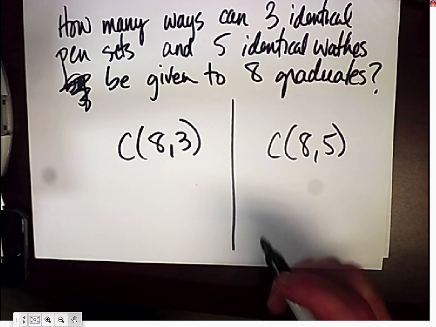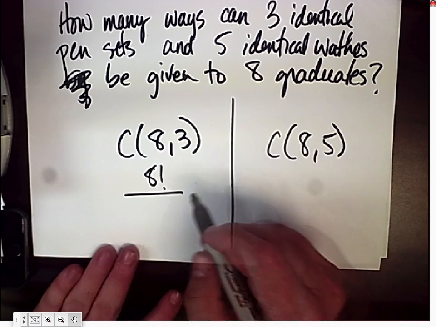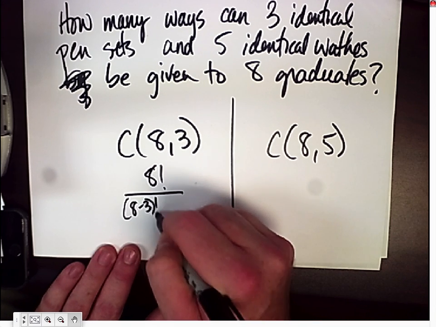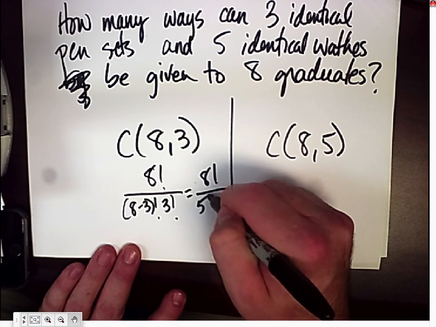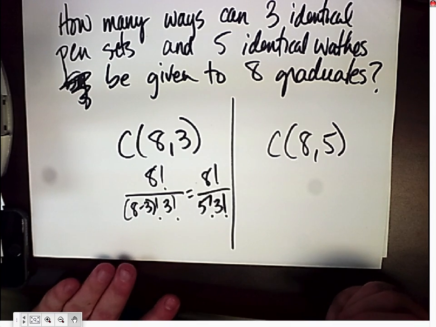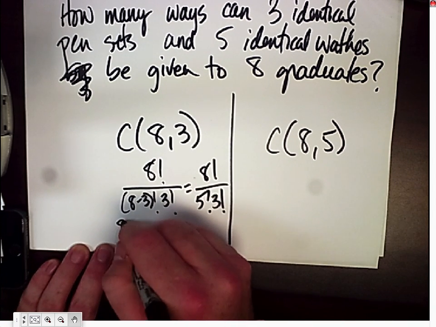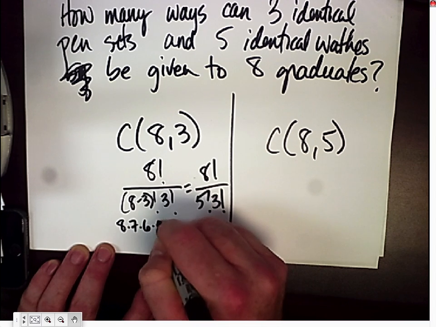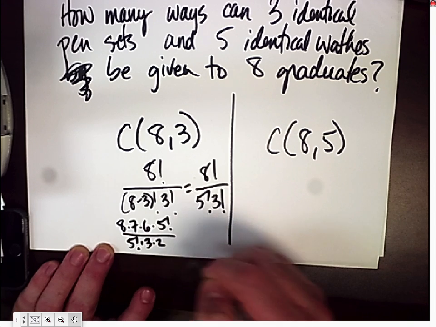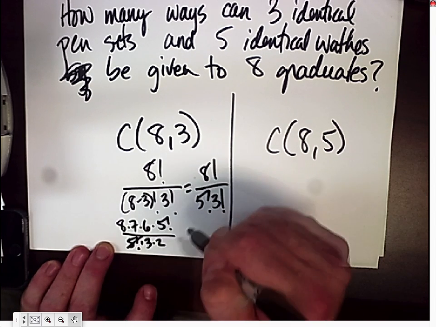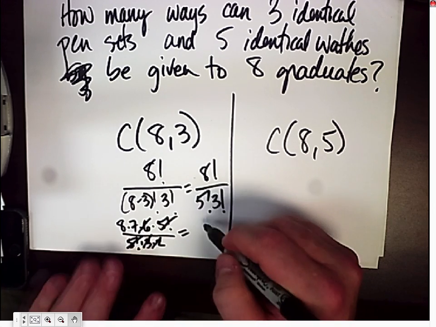So let's see if we get that here. It would be 8 factorial over 8 minus 3 factorial, which is 8 factorial over 5 factorial, 3 factorial. Largest factorial on the bottom is 5, so we're going to do 8 times 7 times 6 times 5 factorial over 5 factorial times 3 times 2. 5 factorials cancel. 3 times 2 is 6. 8 times 7 is 56.